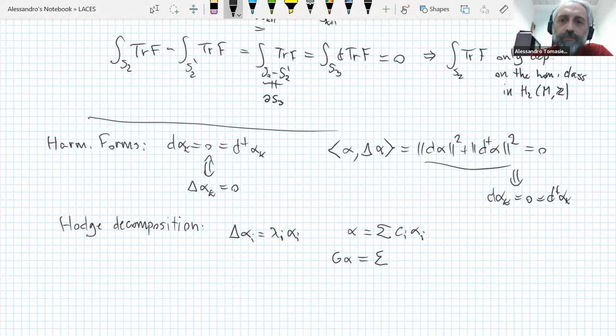How do I do it? Well, I sum over the i's, but I sum over the i's such that lambda_i is not zero, of which there will be only one, at most one, sorry. Only lambda equals zero, of course, will be excluded from this. Now this is a bit of a symbolic sum, because for every lambda_i there may be more than one alpha, and in particular for lambda equals zero there could be many, which would be the harmonic forms.